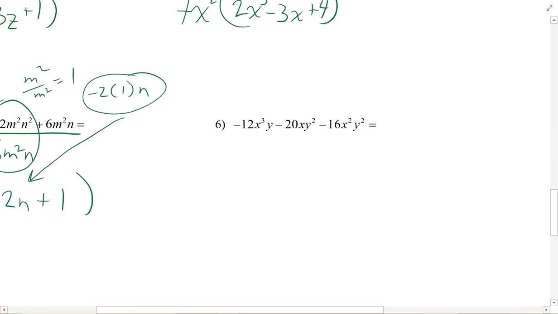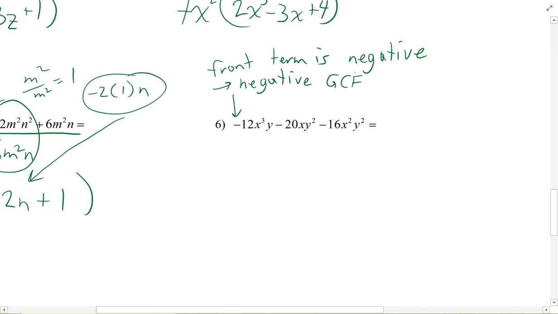Number 6, go for it, give it a shot. What's really interesting here is this. The very front term, right, has a negative sign. So the front term is negative. 99% of the time, you're going to then have a negative GCF. Okay, when you have a front term that's negative, we're looking at a negative GCF, and what you got to be careful of is your signs. So watch signs, you got to be extra careful, go slow so you don't screw it up.